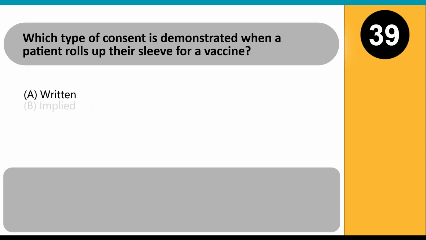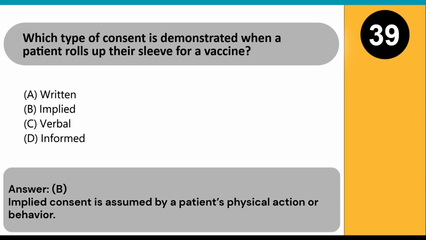Which type of consent is demonstrated when a patient rolls up their sleeve for a vaccine? A. Written. B. Implied. C. Verbal. D. Informed. Answer B. Implied consent is assumed by a patient's physical action or behavior.